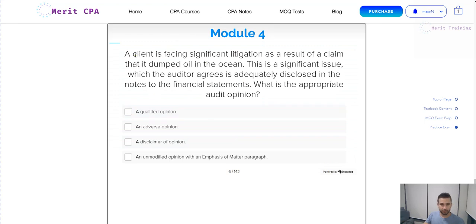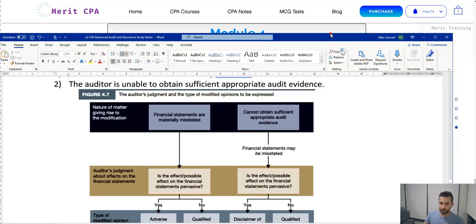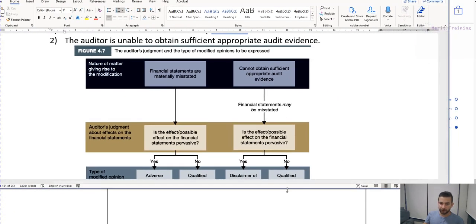All right, so the next question is: a client is facing significant litigation as a result of a claim that it dumped oil in the ocean. This is a significant issue which the auditor agrees is adequately disclosed in the notes to the financial statements. What is the appropriate audit opinion? A, qualified opinion, B, an adverse opinion, C, a disclaimer of opinion, or D, an unmodified opinion with an emphasis of matter paragraph. All right, so we're going to apply the same flowchart as we did for the previous question. I'll just flash it up for a second, but it's fairly straightforward.